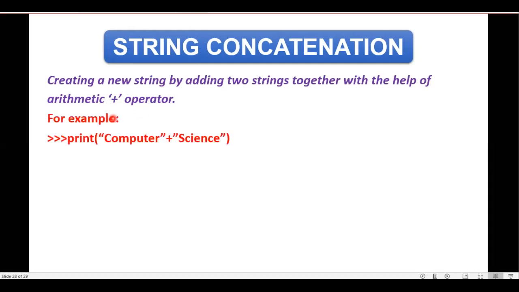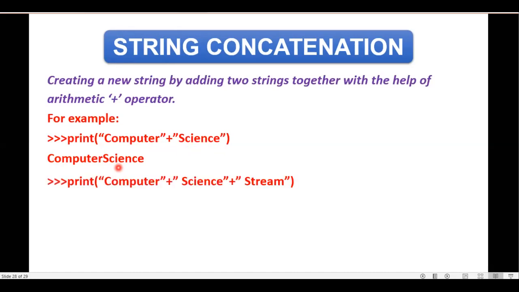For example, I'm saying print of computer plus science. Inside my print function, we have taken two strings, computer and science, and in between these two strings we have added a plus sign. Now what is the result? This will be the result. We have added two strings together, but actually we have concatenated two strings together. Generally we use the plus sign for addition, that's why we say we are adding two strings together. But in technical terms of Python, we call it a concatenation operation.